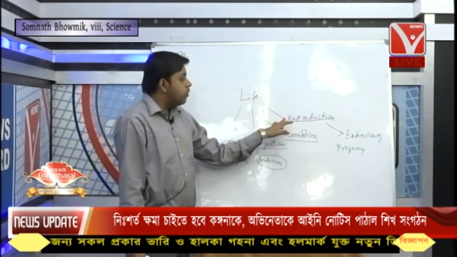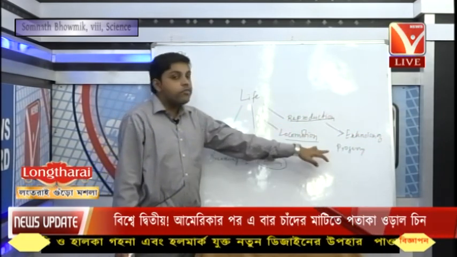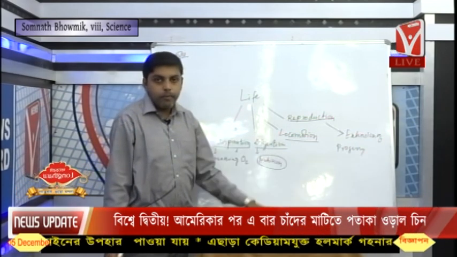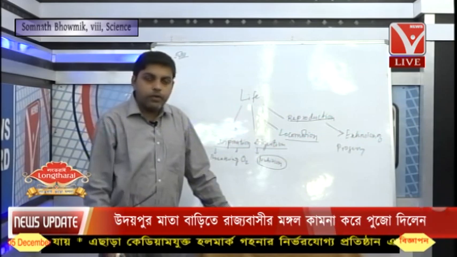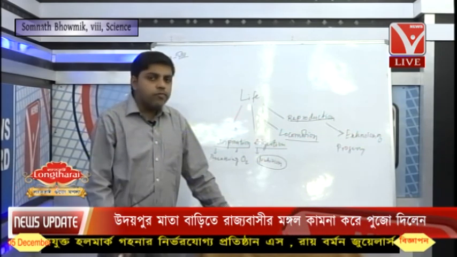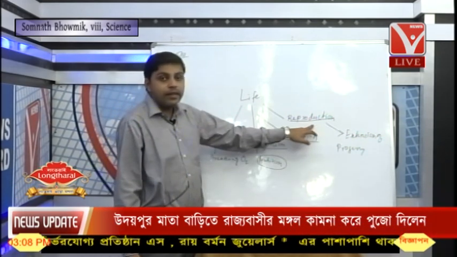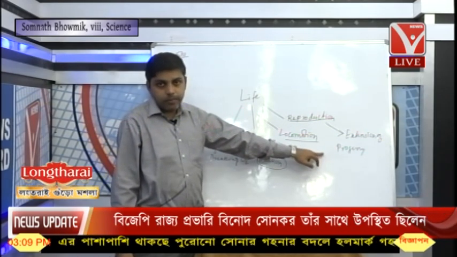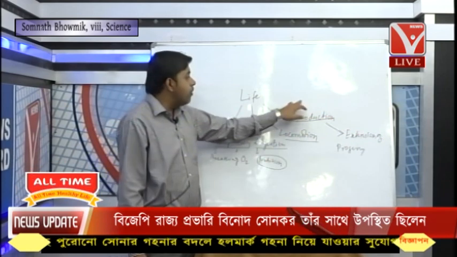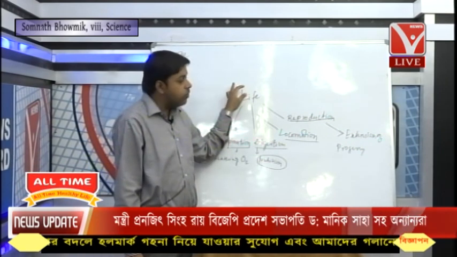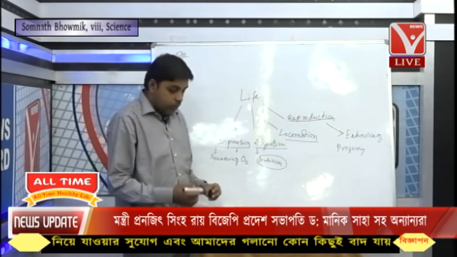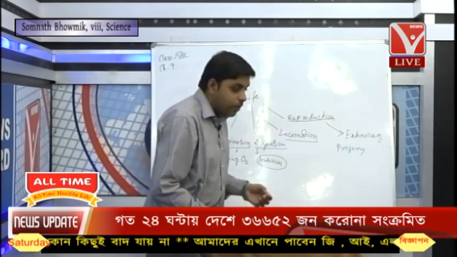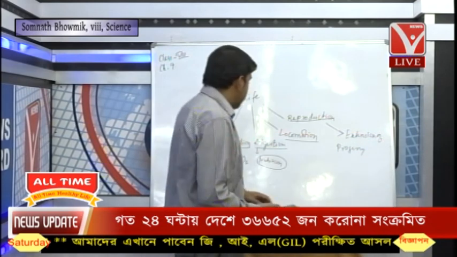If there is no extension of progeny, then there will be no population, in terms of human population, plant population, or any kind of population. So reproduction is vital. Without reproduction, the progeny cannot be extended, that means without reproduction, life cannot be sustained. So today I will focus on reproduction in animals. Let us start this chapter.